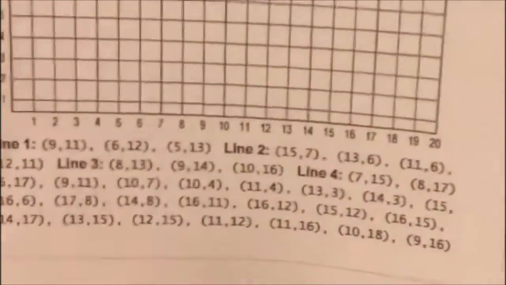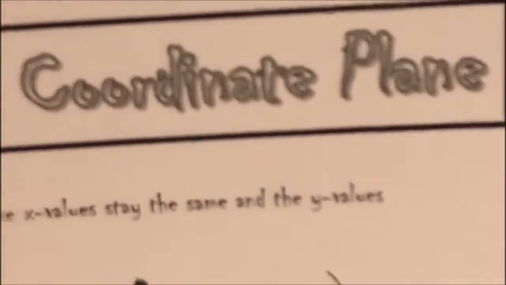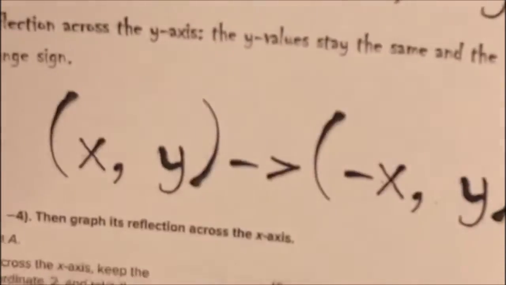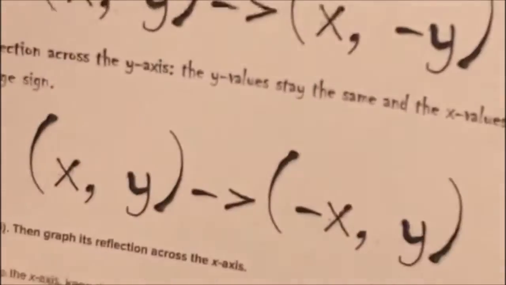On page 106, you're going to glue in the try it out with the big graph and all the numbers down here. That goes on page 106. On page 107, you're going to glue in the other graph on the coordinate plane page. Okay, it's got the X and Y, but it's got two of them. That goes on page 107.